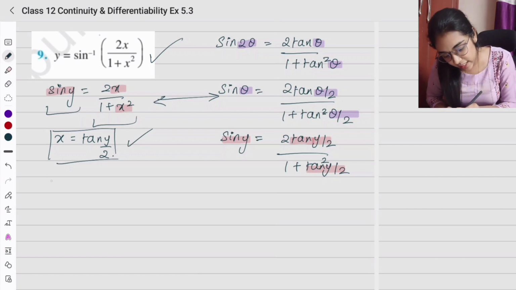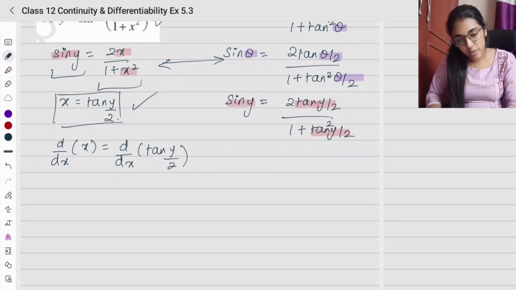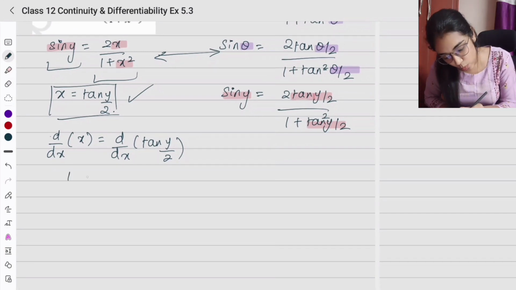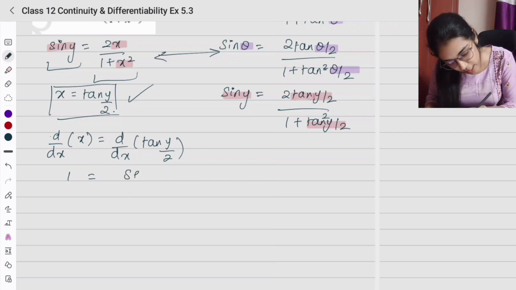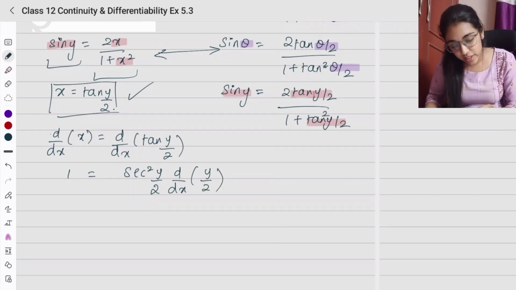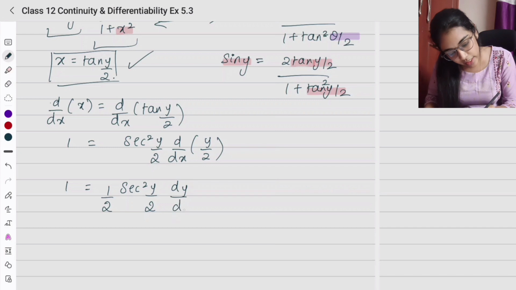So now when I take the derivative on both sides, I have d by dx of x is equal to d by dx of tan y divided by 2. So now let us do it. What is my LHS? 1 is equal to d by dx of tan theta. What is the derivative of tan theta? It is going to be secant square theta. But what is my theta here? So it is going to be d by dx of y divided by 2. So further simplifying, what will I have? 1 is equal to secant square y divided by 2. 1 by 2 is a constant, so I can take that out. I'll be left with dy divided by dx.